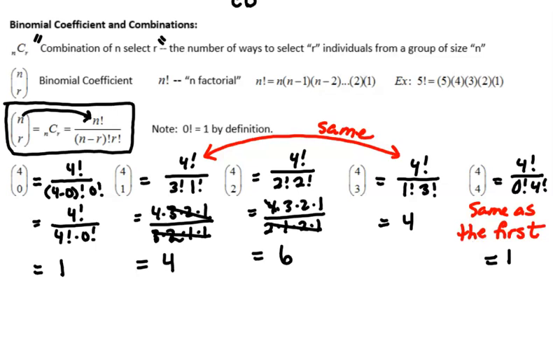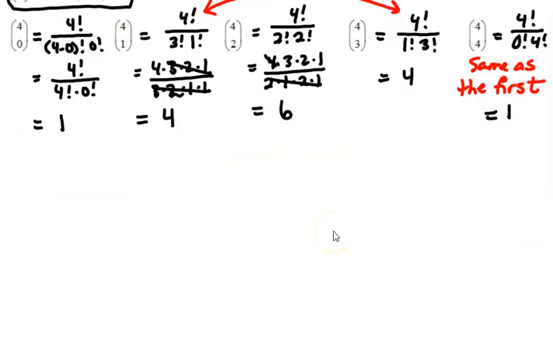All right, so this shows you how the formula for finding the combination or the binomial coefficient works. Let's do one more that's a little more interesting. How about 8 select 3, or 8, 3, like that? Okay, so let's do 8 factorial over 8 minus 3, 5 factorial, times 3 factorial.